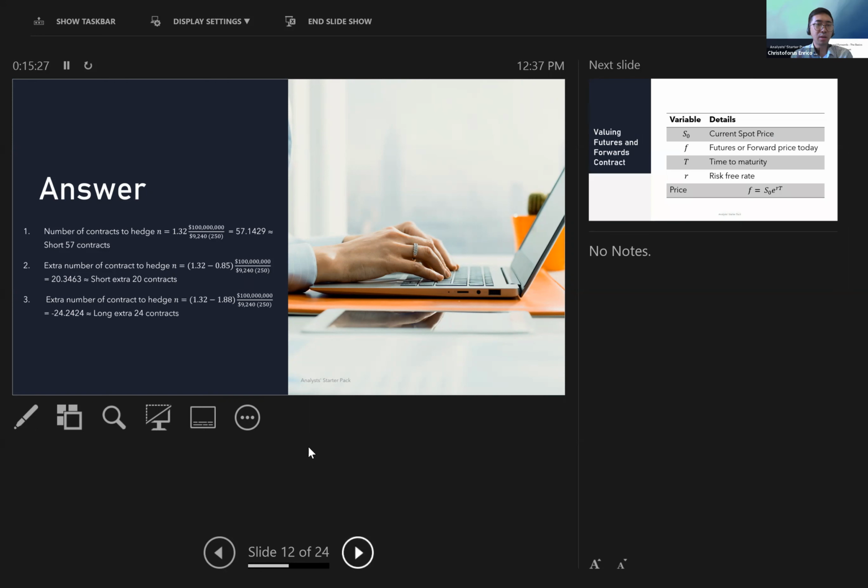And how about if we want to increase our beta to 1.88? It is actually the same method, because it yields a negative number. So we go long an extra 24 contracts for this. The reason why it's long is that if the number is getting smaller, we expect to short, because we are shorting in the first place. But if the number is getting bigger, like the beta is getting bigger, then you are expected to actually add some risk, right?